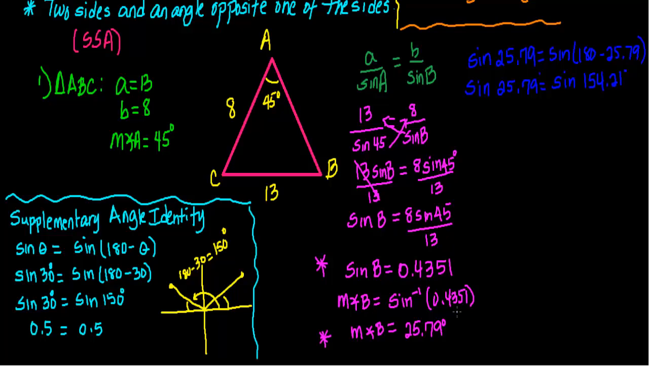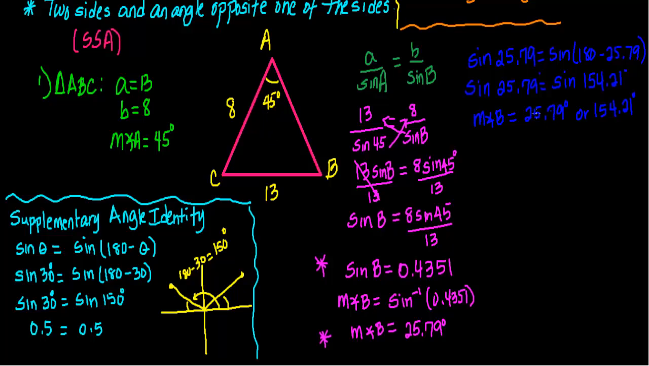So what this tells me is that the measure of angle B can be 25.79, or it can also be 154.21, because I get the same sine for both. Okay, so you have to be aware of that. Now, which of the two is it? How do I choose? How do I know which of these two angles is the correct angle for this triangle? It's very simple. This is what you do.